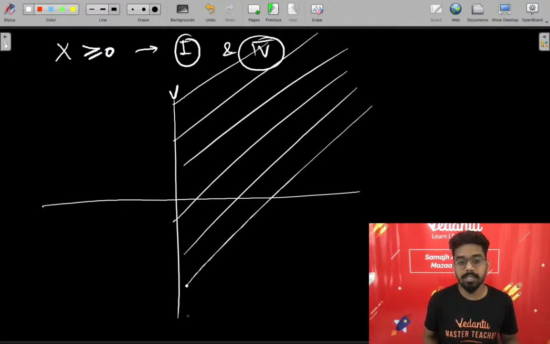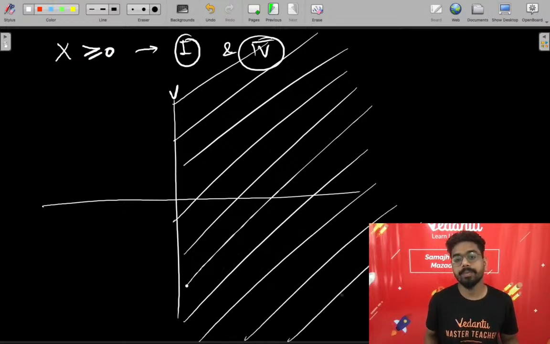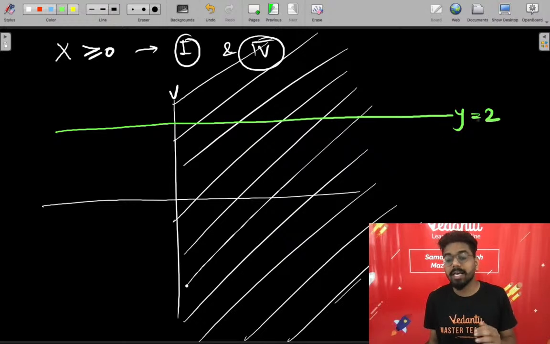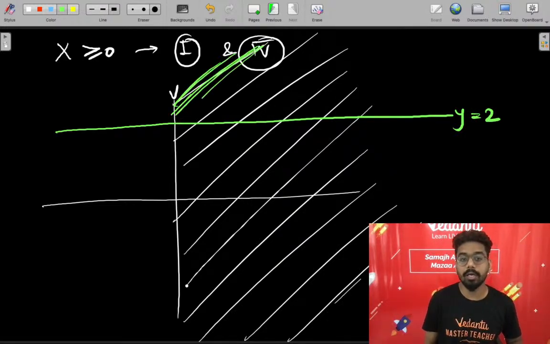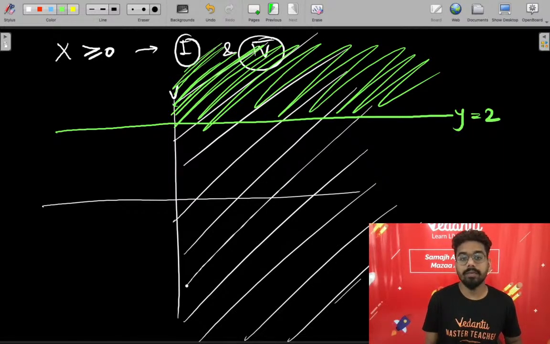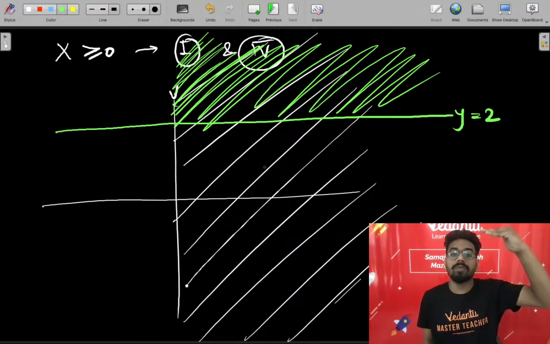This complete region, first and the fourth quadrant. Okay. Now y is greater than 2. If y is greater than 2, that means this line is y equal to 2, and we are saying that above this, so obviously we are talking about this region in the first quadrant, but above y equal to 2.